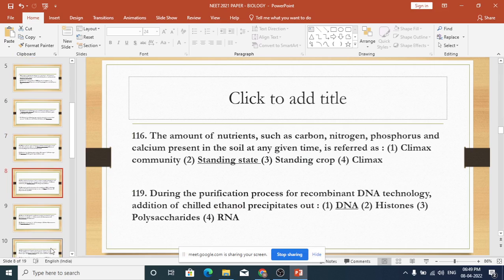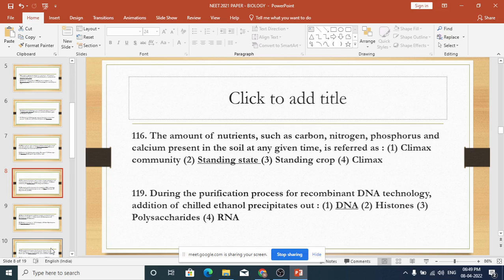Okay, next. The amount of nutrients such as carbon, nitrogen, phosphorus and calcium present in the soil at any given time is referred to as... climax community, standing state, standing crops, climax. The answer is standing state. I don't know whether it is in 11th or 12th, but the answer is standing state.